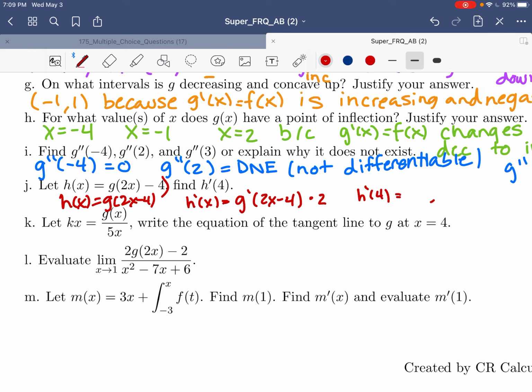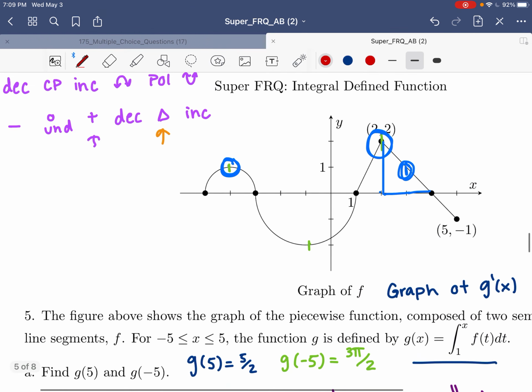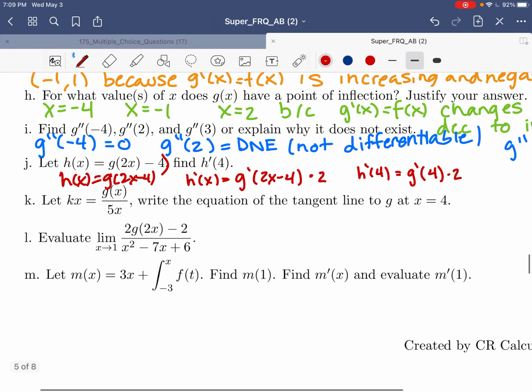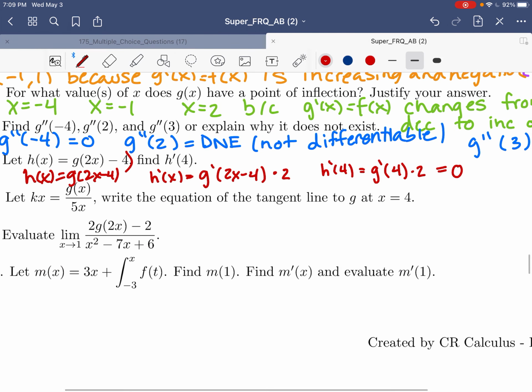So now when I plug it in, h prime of 4 is going to be g prime of, if I plug in 4 there, it's 8 minus 4, which is 4, times 2. And then if I look up g prime of 4, it's right here. Since this is the graph of g prime, it's just going to be 0. That's what this problem was supposed to say.